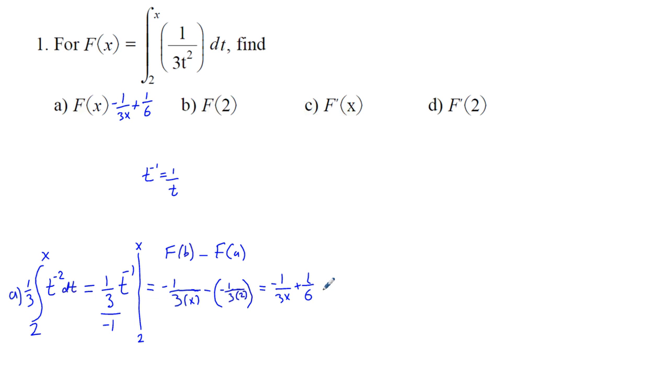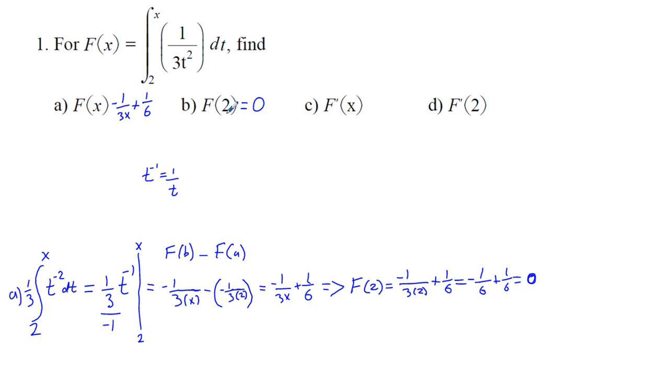Now, as we go to the right here, we're going to find big F of 2, and to do that, we're going to plug in 2 for this x, so that's going to be equal to negative 1 over 3 times 2 plus 1/6, and that's negative 1/6 plus 1/6, which is equal to 0. So that is going to be it. Big F of 2 is 0.